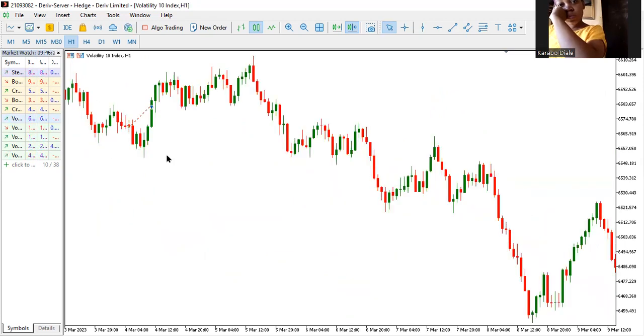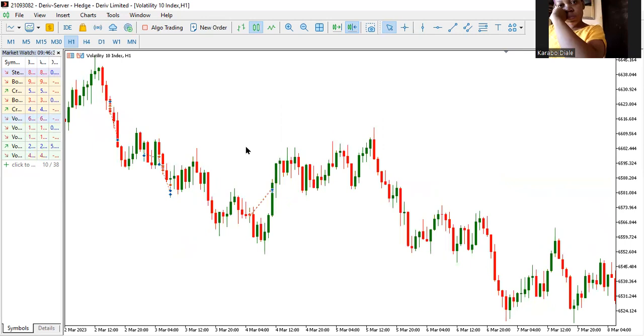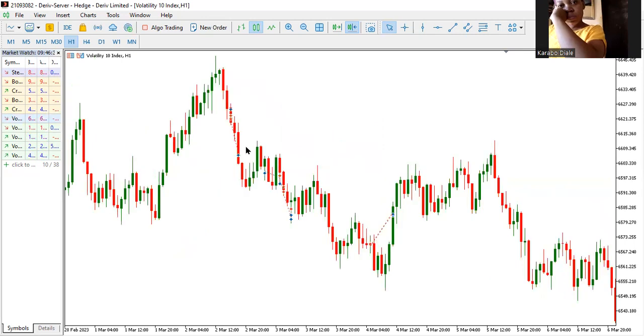Let's go back again. Here we have a broken support. We have the drop base drop, and then we have another one. The price, instead of going up, started the first one. While we're still looking for a head and shoulder, we'll check what we have along the way.